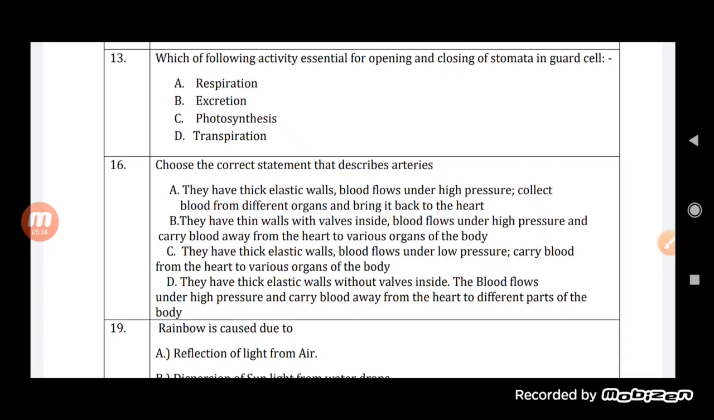So the process of transpiration means the excess amount of water will be removed by that process of transpiration here. That occurs with the help of the guard cells. So we can say here that it is because of the process of transpiration.